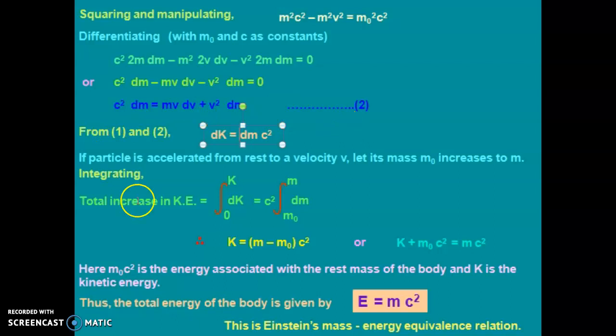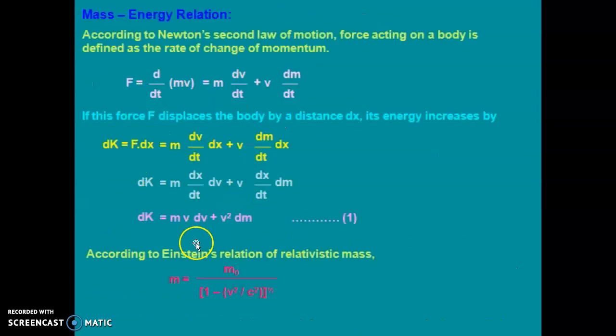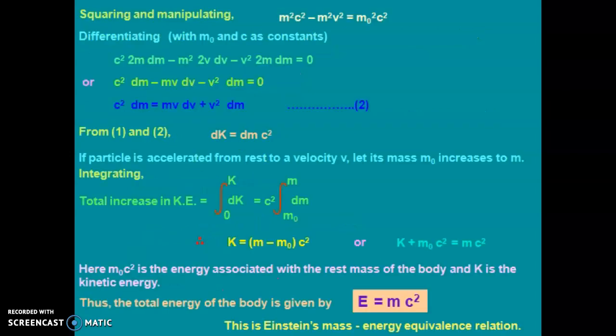So from the first and second equation, what is the first equation? This. From the first equation, we get the value of this term from equation two, that is c square dm. Putting this value here, we get dK equals c square dm. Integrating this, we get K equals (m minus m naught) c square. From this we get the total energy, K plus m naught c square equals mc square. This is Einstein's energy-mass equivalence relation.